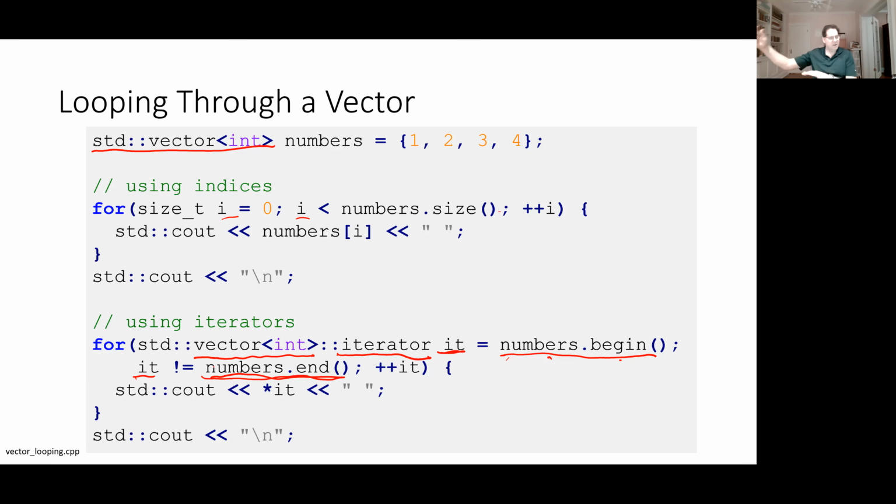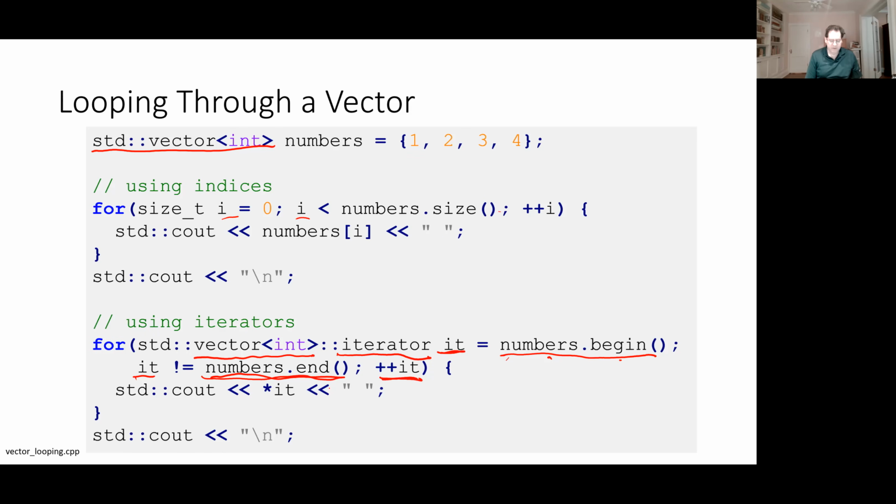Remember, end is after the end of the vector. So if I ever have the iterator equal to numbers.end, I'm done. I should stop. I should not access this iterator anymore. I've made it, done everything. I've done all the elements already. If I'm not at the end, I'm going to increment the iterator.